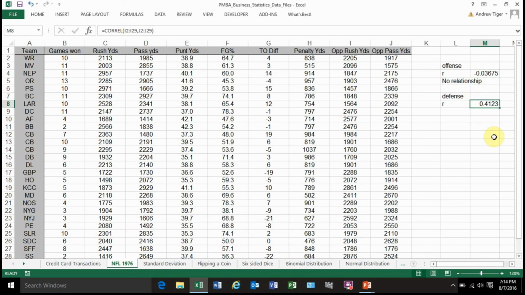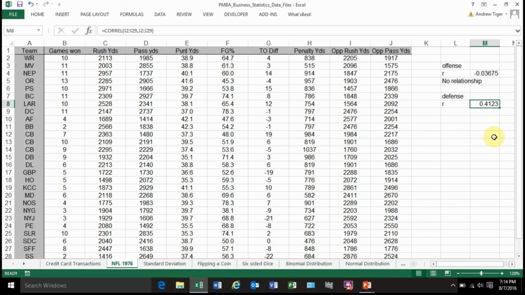So it looks like if I put together a defense that can stop the run, it will have some effect on stopping the pass. There is a stronger positive relationship. A good defense against the run seems to have a positive relationship with having a good defense against the pass. If it was really close to 1, that would mean that knowing one tells me everything about the other. If it was -1, then it would say that a team that stops the run is lousy against the pass. But that's not what we have. It looks like there's a positive relationship between the two.